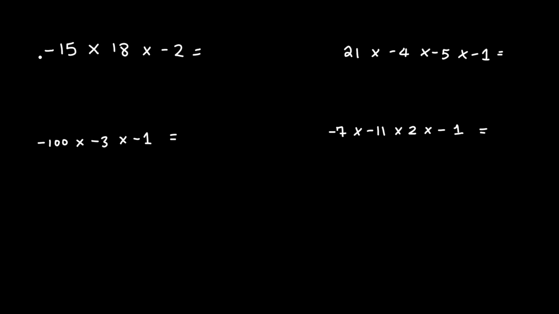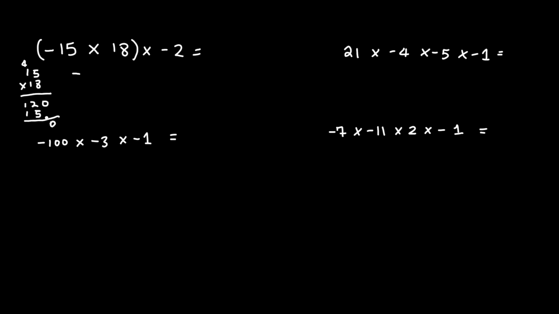Let's start with the first one. Let's group these two numbers together, and negative times a positive will give you a negative. Now let's take 15 times 18. 8 times 5 is 40. 8 times 1 is 8 plus 4, that is 12. 1 times 5 is 5, and 1 times 1 is 1.